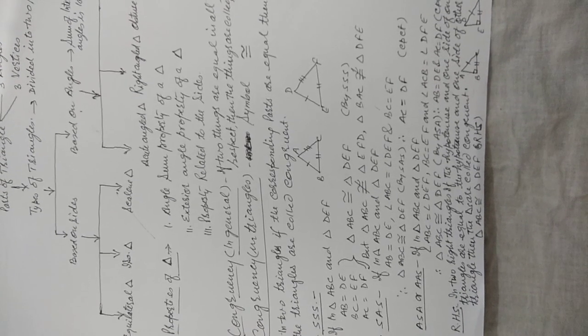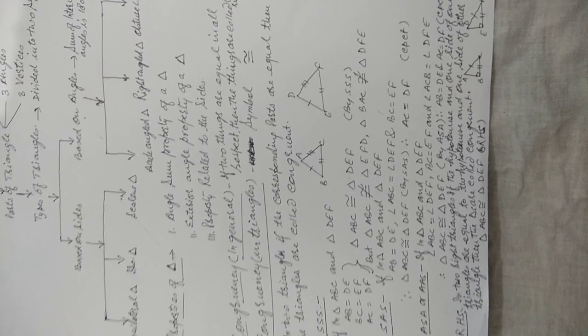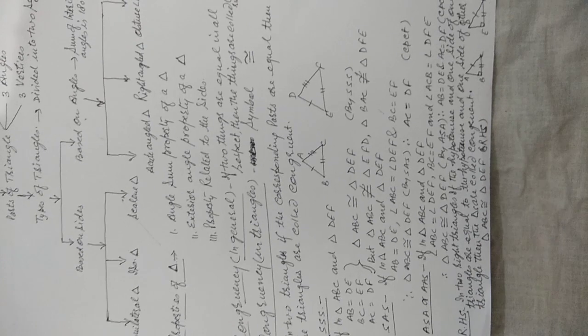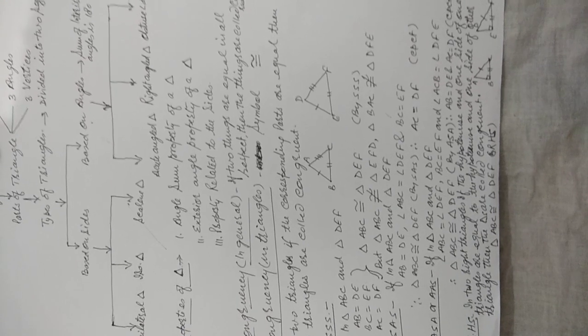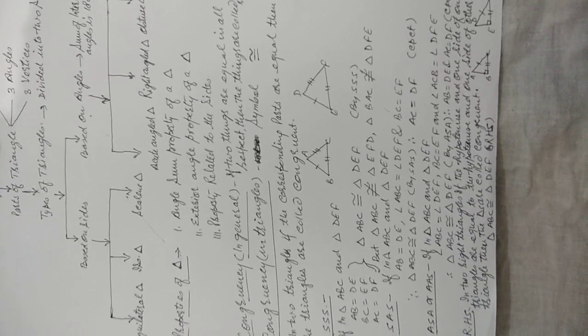We cannot say that triangle ABC is congruent to triangle EFD. So that's why we have written triangle ABC is not congruent to triangle EFD. And the triangle BAC is also not congruent to triangle DFE. Already we know that if in any two triangles the corresponding parts are equal, only then the triangles are said to be congruent. And the second one is SAS.